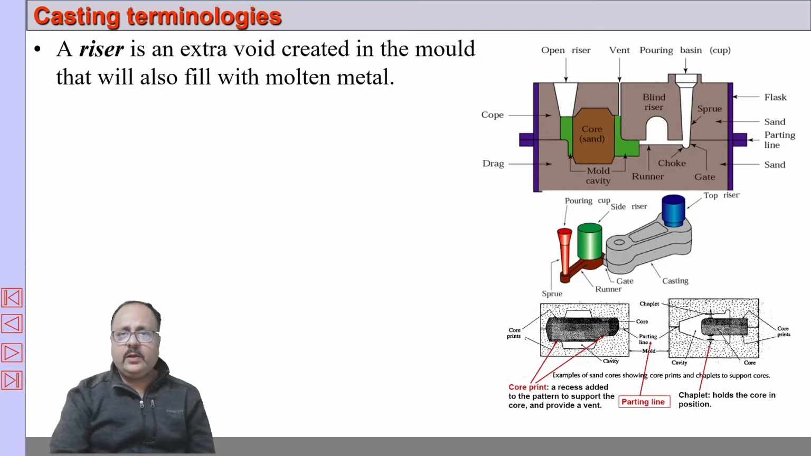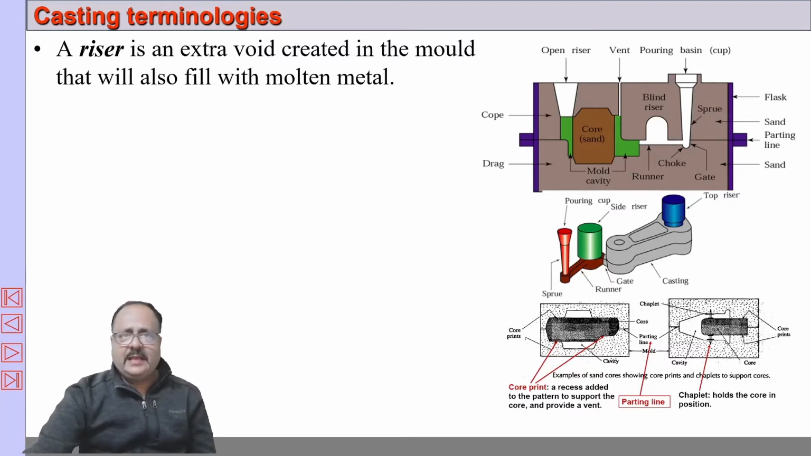Okay, now another interesting feature is the riser. You'll see that all molds have risers. Mostly all molds will be having risers. You can see the risers here. This is a blind riser. This is an open riser. This is a blind riser probably. Now this is an open riser. This is also another open riser. So the two risers are there here.